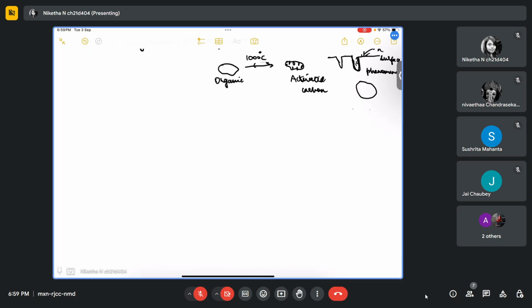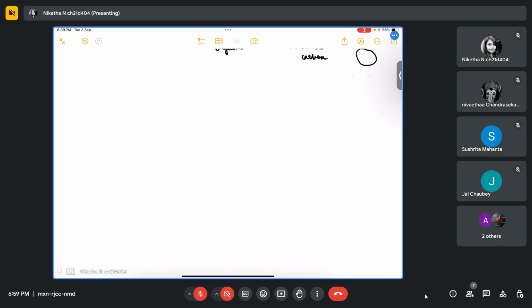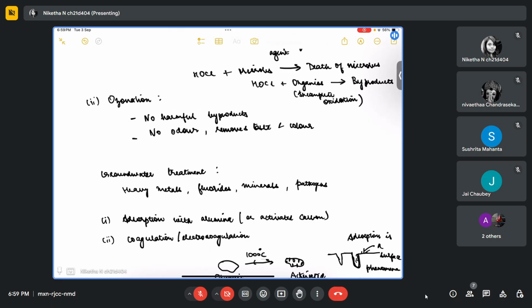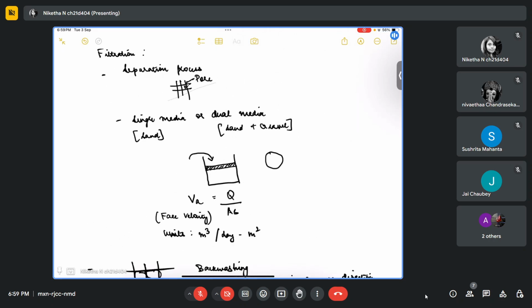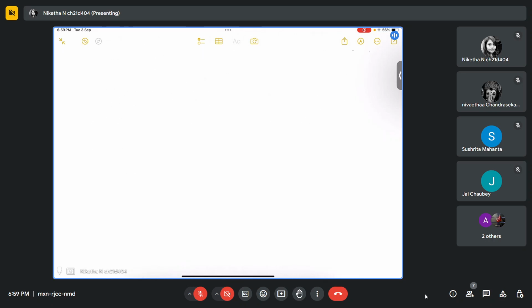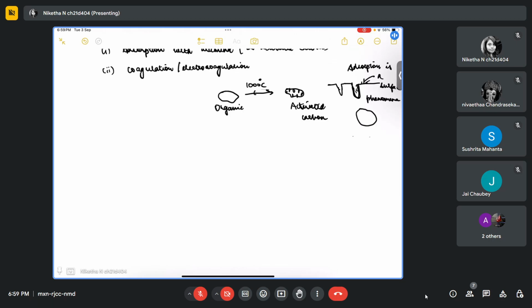So now we have seen water treatment processes. Then we will move on to treatment of wastewater. First we will see the treatment of domestic wastewater and then industrial wastewater.